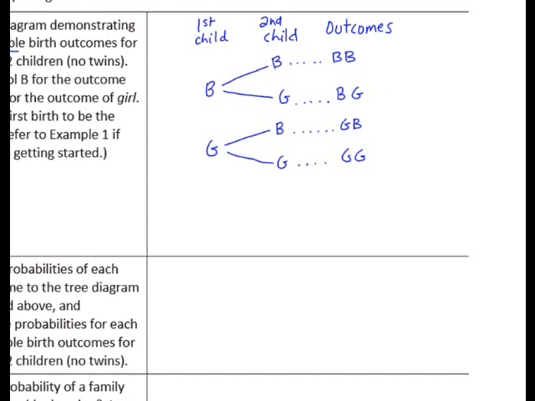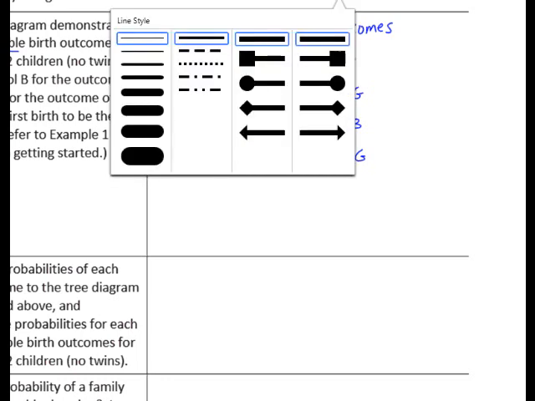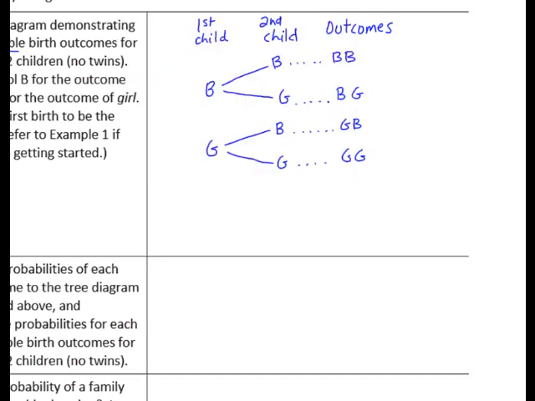Part 2. Write in the probabilities of each stage's outcome to the tree diagram you developed above. Then, determine the probability of each of the 4 possible birth outcomes for the 2 children. Okay, so the next thing that we're going to do is write in the probabilities. And the probabilities we were told were 1/2, or 0.5. So we have 0.5 for every one of them. So just go ahead and write 0.5 by each stage and each outcome.